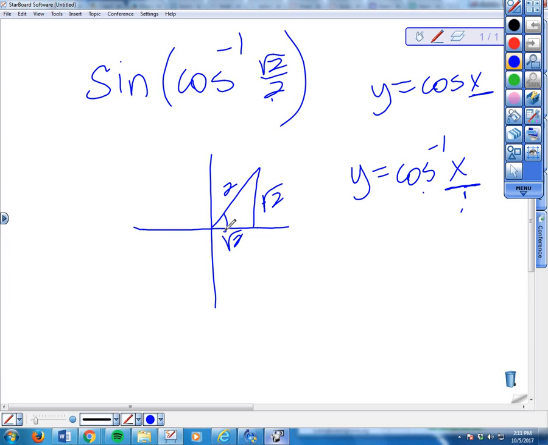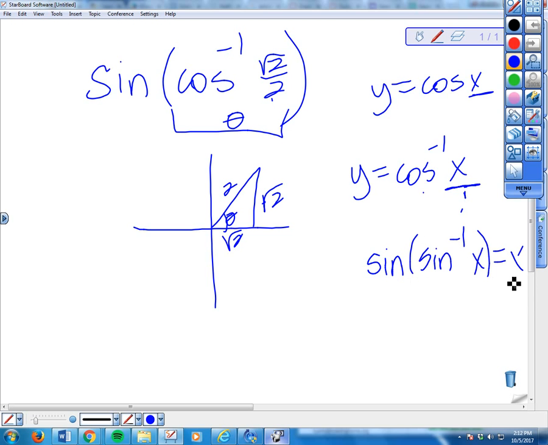Once I know the triangle, this is theta, this is theta. I don't even need to know what theta is. If my triangle is correct, to find sine, all I have to do is take the values I put in my triangle and find sine of that angle. Okay? Now, there are a couple of properties that are helpful. The sine of an inverse sine of x is always equal to whatever this is.